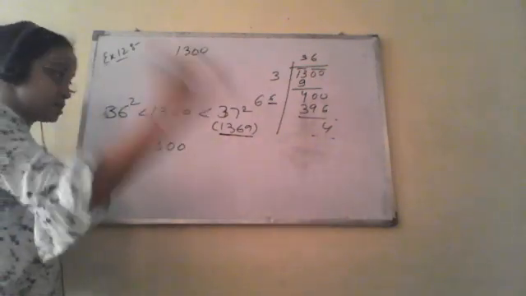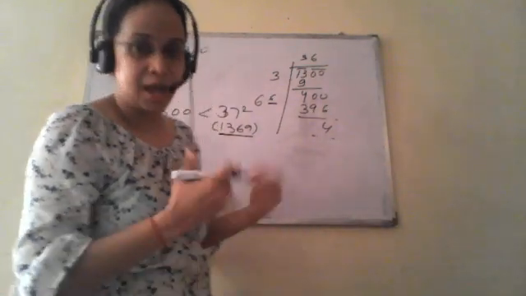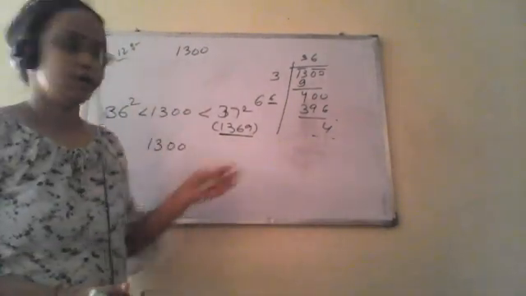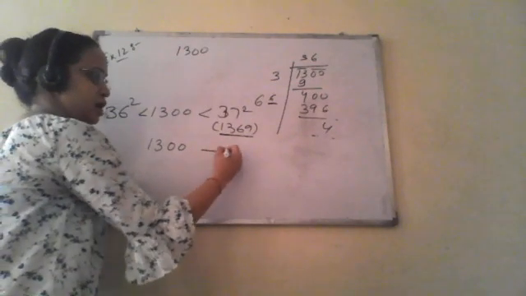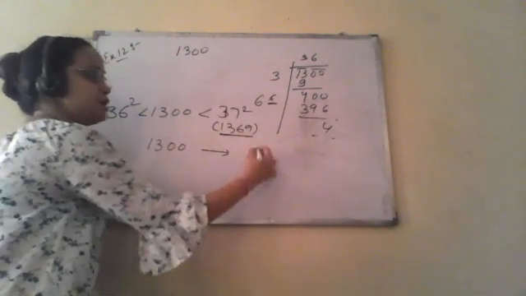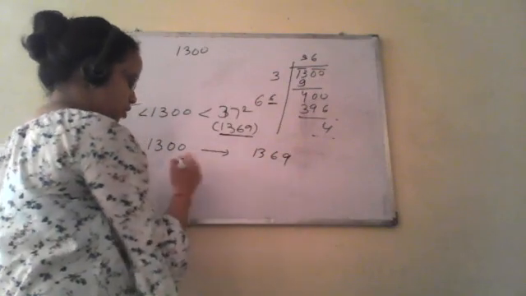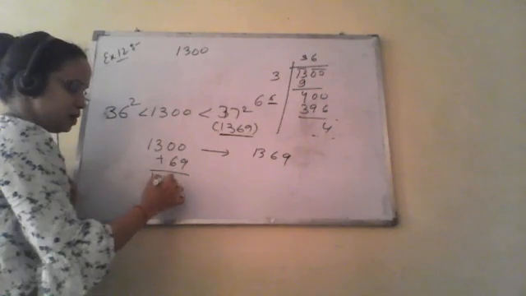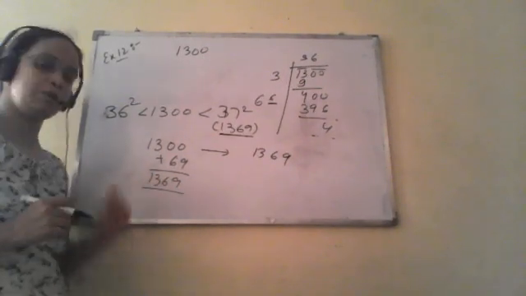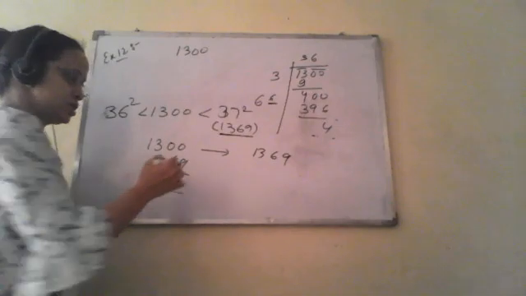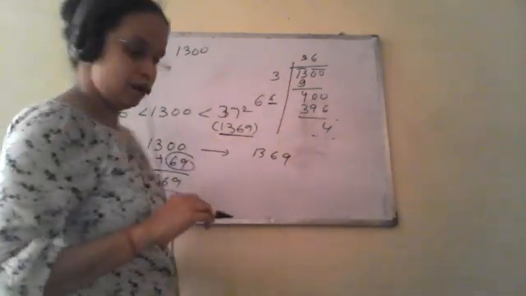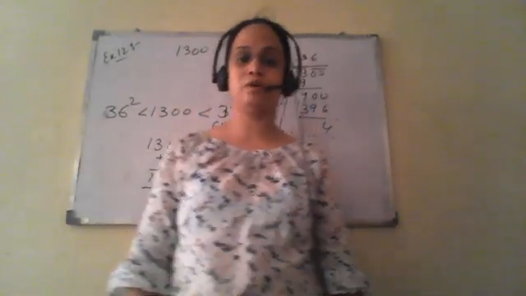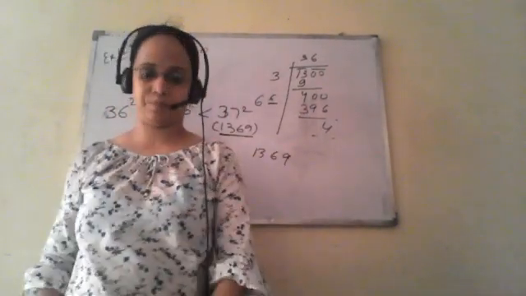We have been asked to add the smallest number to this 1300 in order to make it a perfect square. So the next perfect square after this 1300 is 1369. So we have to just add 69 to this number. It will become 1369 and this will be a perfect square. So we have to add just 69 to this 1300 in order to make it a perfect square. And the square root of that particular number will be 37. Clear?